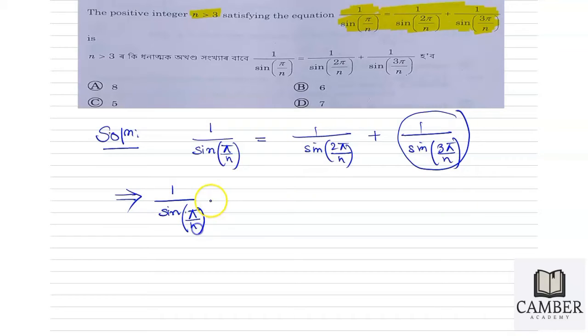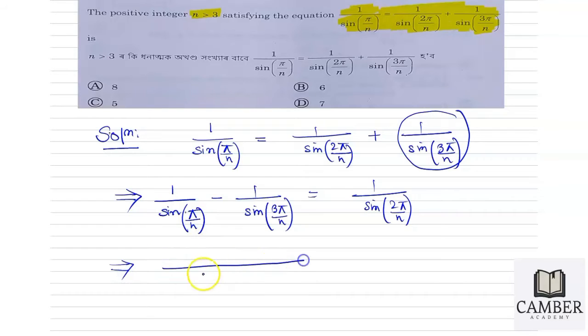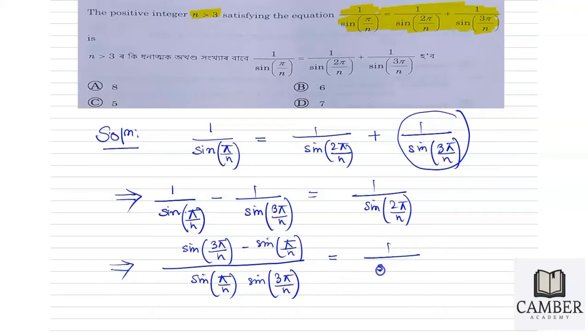So 1 by sine pi by n minus 1 by sine 3 pi by n is equal to 1 by sine 2 pi by n. Now let us take LCM. If you take LCM, what will we get? Sine pi by n into sine 3 pi by n in the denominator, and in the numerator sine 3 pi by n minus sine pi by n, which is equal to 1 by sine 2 pi by n.